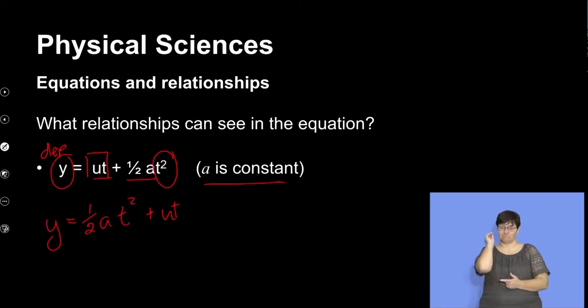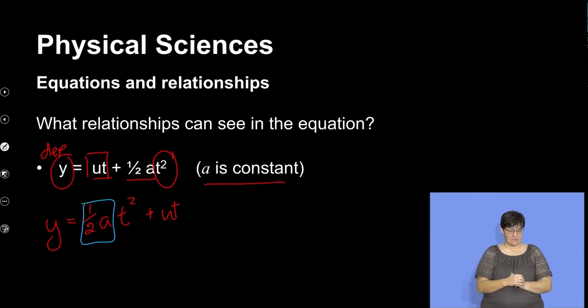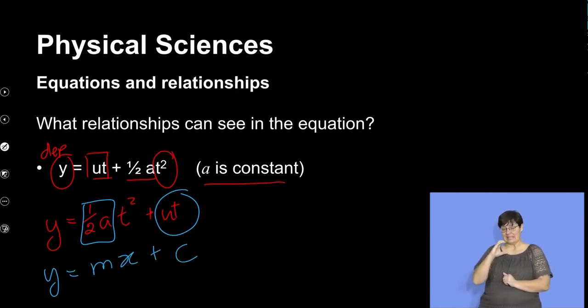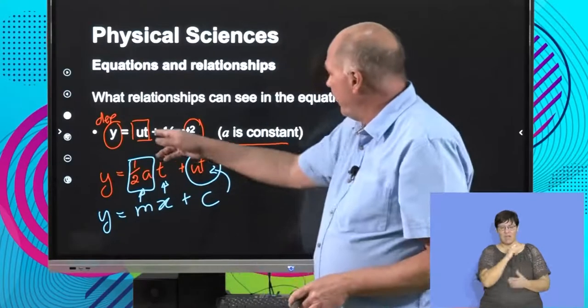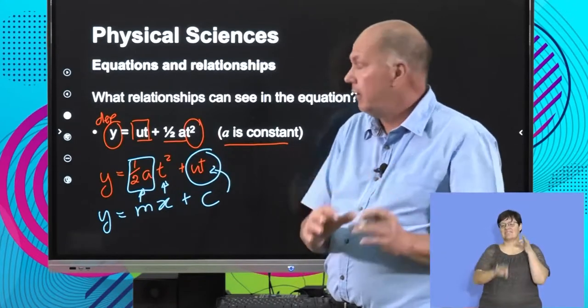let's just take a note of something. Let's take a note that we've got a constant here. The bit in front of the t squared is a constant. This is a bit on its own. So if we were to write y equals mx plus c, then the c corresponds to the ut, the half a corresponds to the m, and the x corresponds to the t squared. So here we've got a very interesting relationship. Even though we've got t in two parts, we need to understand that we can simplify it a little bit.